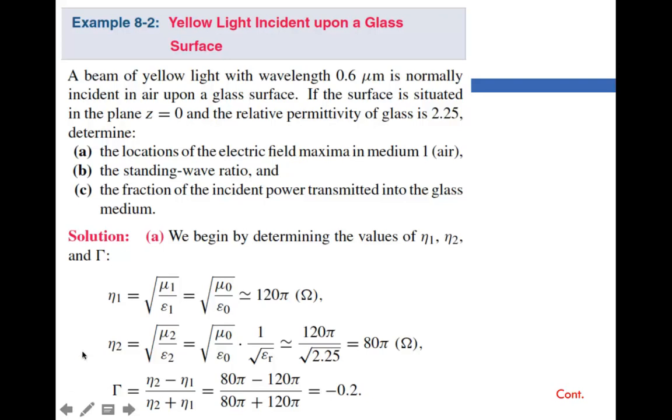First, let's determine eta 1 and eta 2 from the values given. Eta 1 is free space, so it's just 120 pi. Eta 2 is free space divided by the square root of epsilon 2, where epsilon r is the relative permittivity. So we divide 120 pi by the square root of 2.25 and we get 80 pi. From that we now have eta 2 and eta 1, and we can calculate gamma, the reflection coefficient.